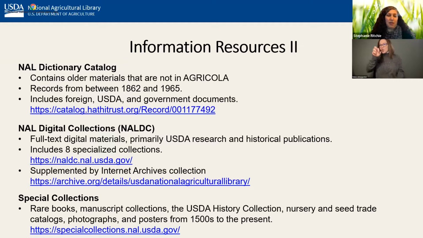All right, one other thing I want to point out is something called the dictionary catalog. So I talked about Agricola being our catalog to materials in our collection. We actually have quite a bit of historic materials, as you can imagine, since the library was founded in 1862. And we've been able to move some records of those older items into Agricola, but we haven't actually completed that process because there's a ton of stuff. And so we do have an old paper index, which has been digitized, that includes a lot of the historic material. And you can look for this by title, by author, and by different subject areas.